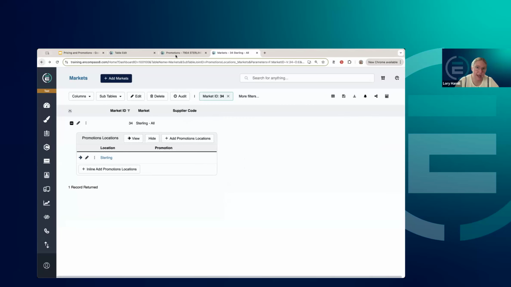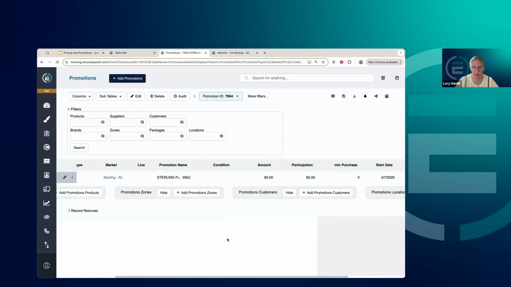Conversely, if I wanted this promotion, if it were a discount to only apply to one customer, I could attach them here as a promotion customer. So I can bypass zone and say, forget the groupings. It's only this customer or only this handful of customers.